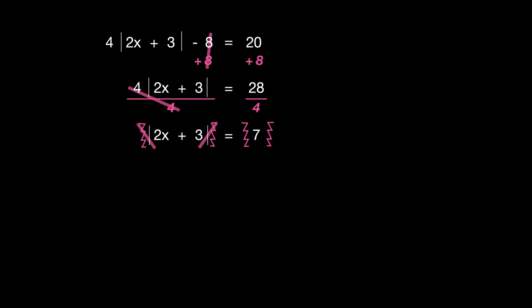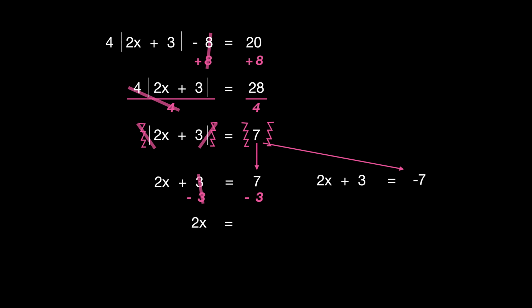Those cancel out, and now we've got our two equations, one with a positive 7. So we have 2x plus 3 equals positive 7, and then 2x plus 3 equals negative 7. Now we're just going to solve them both algebraically. Let's start with the one on the left. We subtract the 3, which cancels out. So we've got 2x equals 7 minus 3, which is 4. Let's divide by 2 to cancel that out and leave x. So x equals 4 divided by 2, which is 2. That's our first answer.